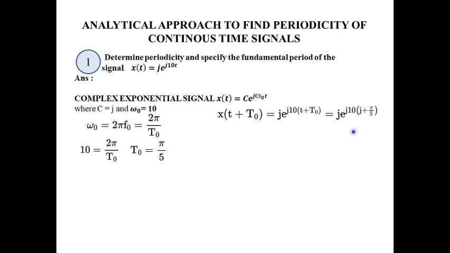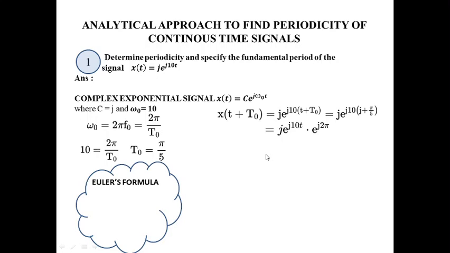So, the resultant will be j e power j into, it is actually here t. So, t plus the value of t naught, which is pi by 5. Note that it is not j, it is going to be t. So, t plus pi by 5. You have to simplify. How can you simplify further? You can see that this can be written as j e power j 10t, keeping in mind this is t, into e power j, 10 into pi by 5, which gives e power j 2 pi.